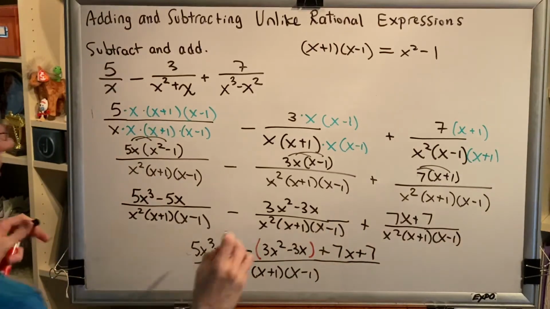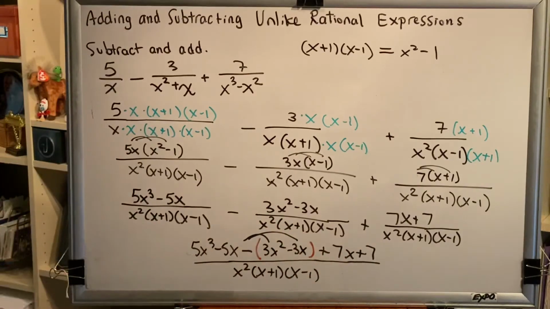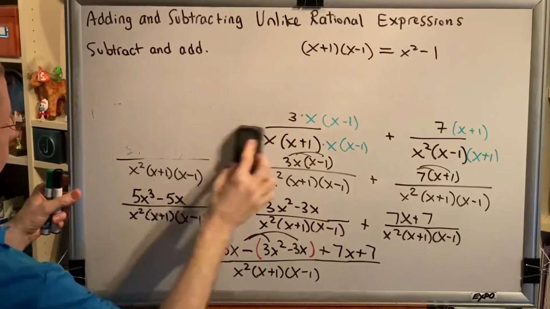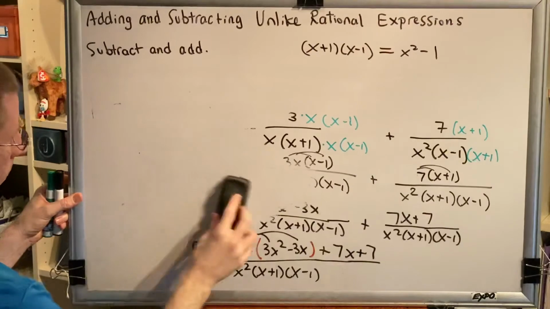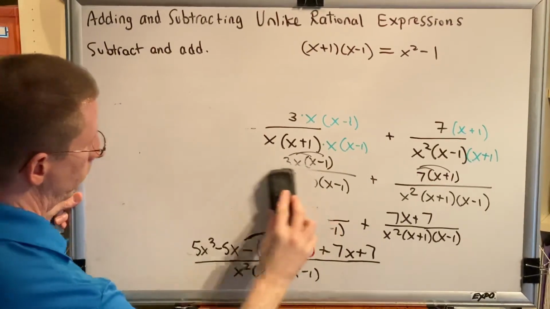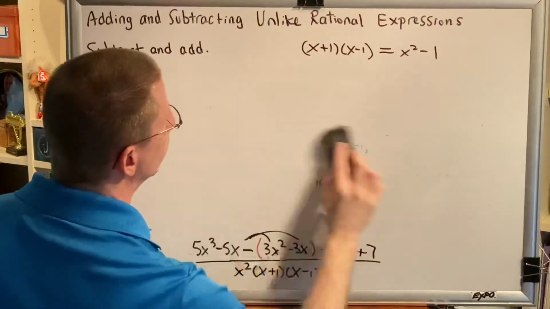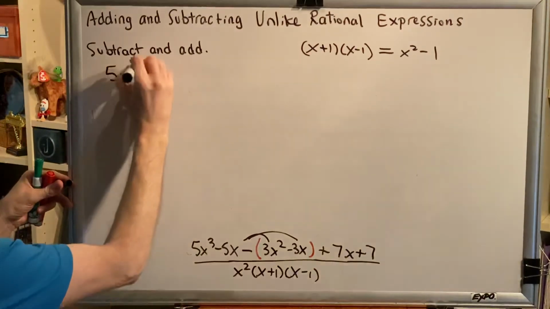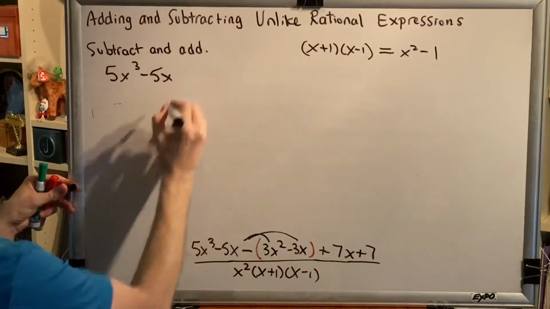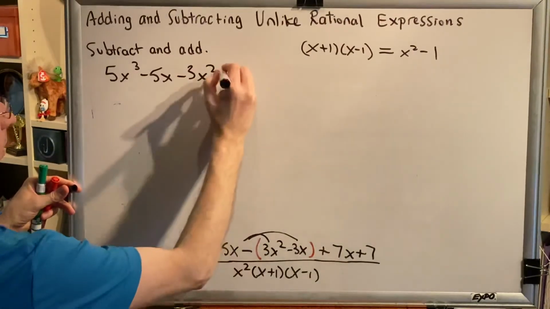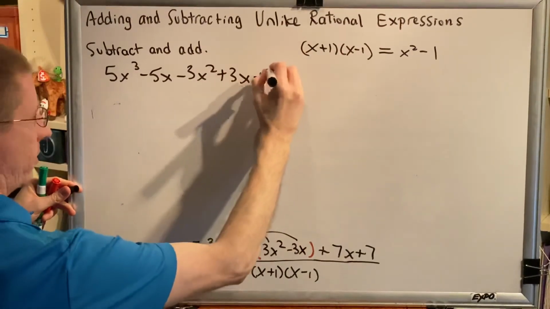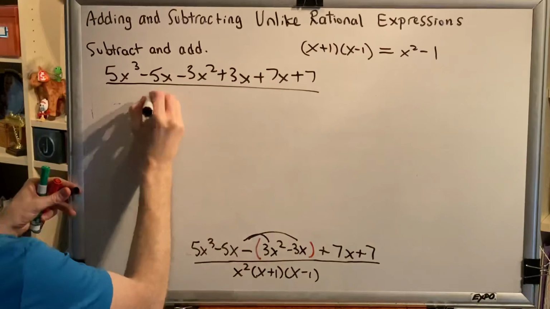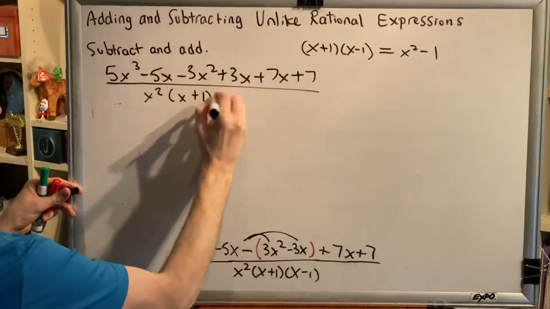Now distribute the minus here and here. And so we will have 5x cubed minus 5x minus 3x squared plus 3x plus 7x plus 7, all divided by x squared, x plus 1, x minus 1.